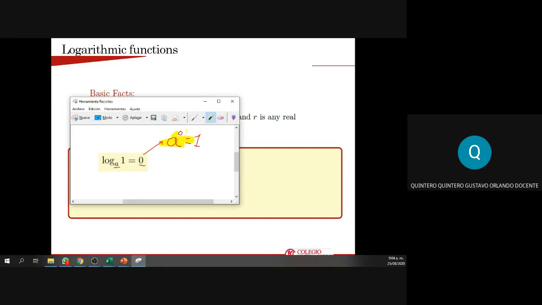From here, right? This is the basic property of the exponentials. Any number elevated to the zero will give us 1. So we can change that into an exponential, and this will be the basic form of the exponential. The logarithm to any base of 1 will always be 0. That is the same expression as I had before, but now I have it as a logarithm.